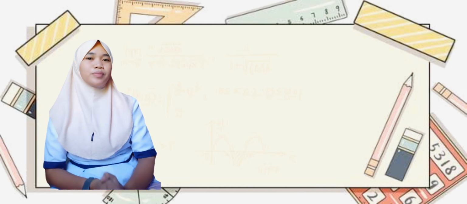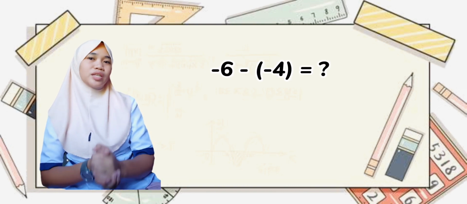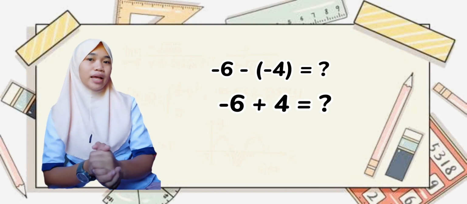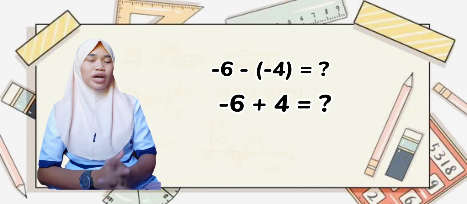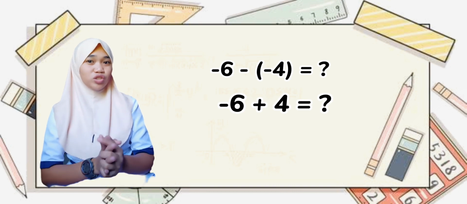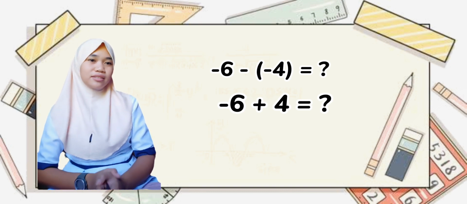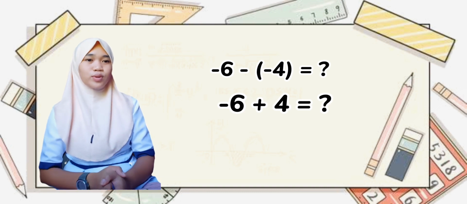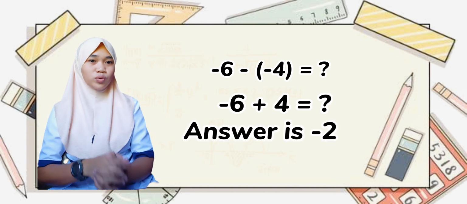Another example is -6 minus -4. Change to -6 plus 4. Subtract since they are unlike signs, so the answer is 2. The sign is negative since the larger integer is 6 and its sign is negative, so the answer is -2.